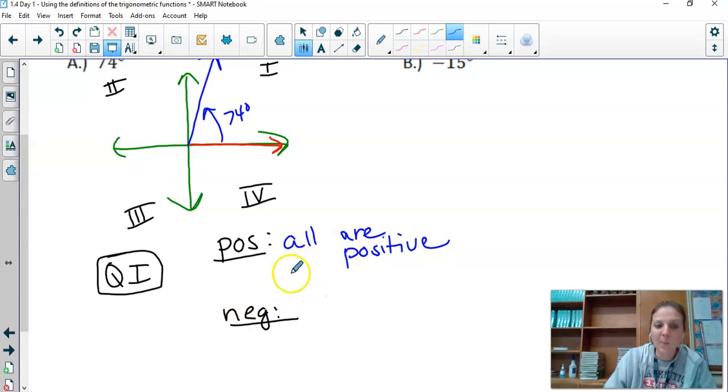We also need to somehow note that there were no negatives. So in quadrant 1, everything was positive. So that means for negatives, you can just write none.